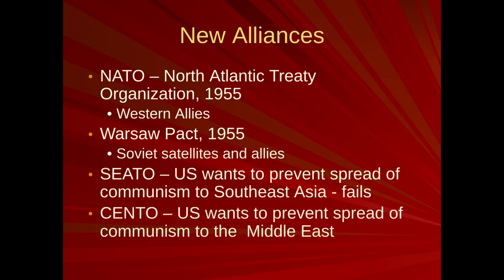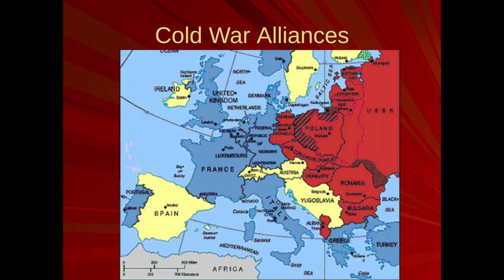The U.S. also created two more alliances to stop the spread of communism. The first one, SEATO, was formed in Southeast Asia to keep the spread of communism out of Southeast Asia. And the other one was CENTO, which was in Central Europe, mainly the Middle East, to stop the spread of communism into the Middle East. So these were some of those new alliances. You definitely want to make sure you know these alliances.